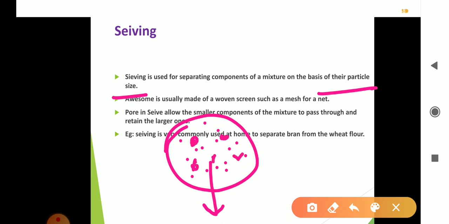And sieving is usually done at our home to separate the bran from the wheat flour, and sieving is also used for separating the gravel and sand at construction sites, right?